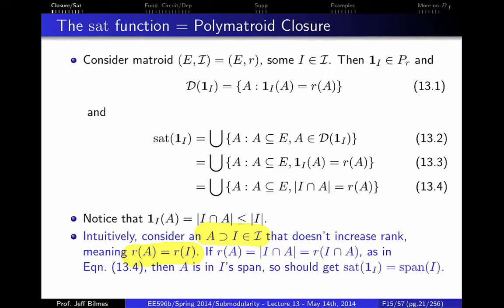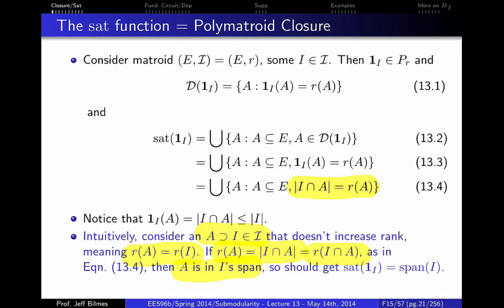Okay, so now if we take an A for which this is true, in other words, the rank of A is equal to the rank of the intersection of I and A, which, because it's an independent set, must be equal to the rank of I intersect A. Then that basically means that A has to be in I's span, right? So why is it the case?